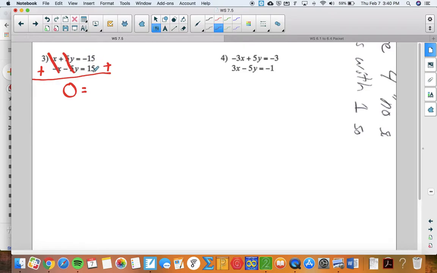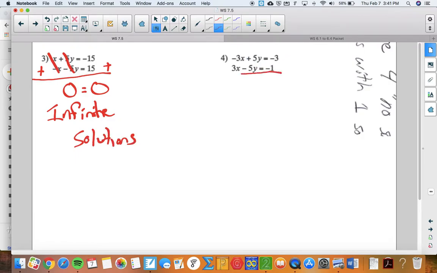So I have nothing on the left side. When I add negative 15 and 15, I get 0. So I get this truthful statement here, 0 equals 0. That means there's infinite solutions when I have a truthful statement. Infinite solutions.